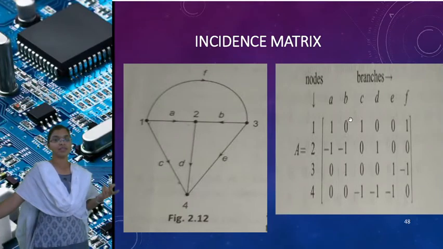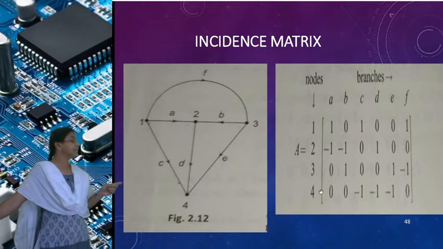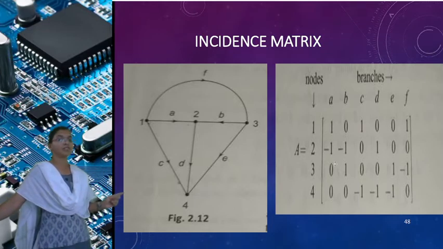And finally, the fifth property of the incidence matrix is that the resultant value of each and every column equals 0.